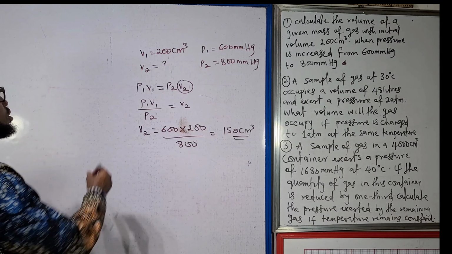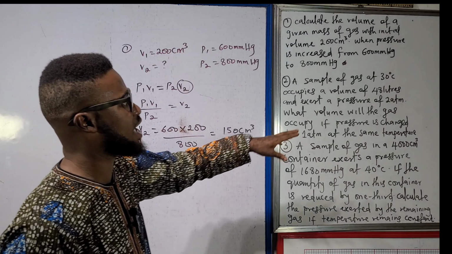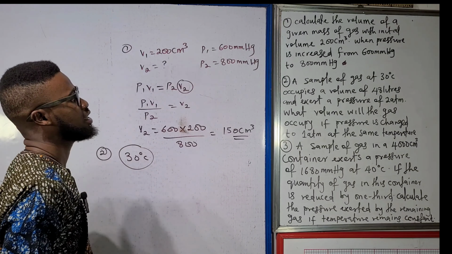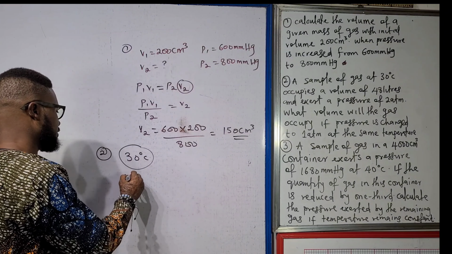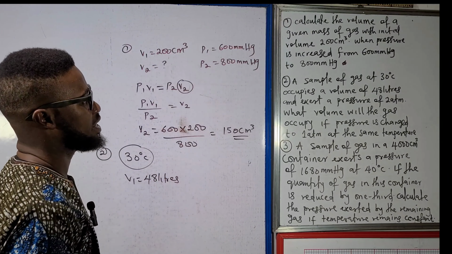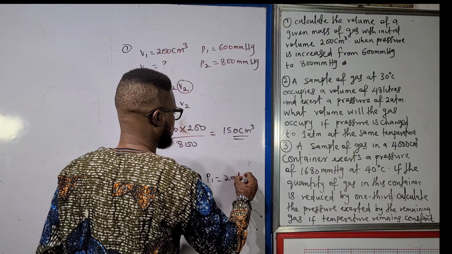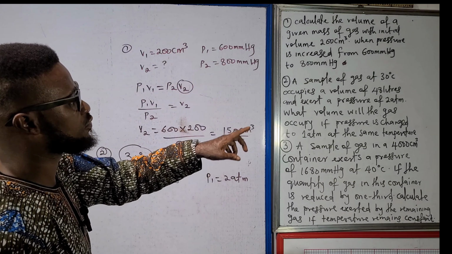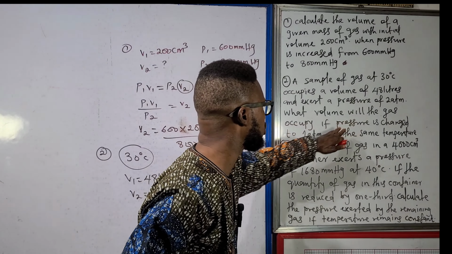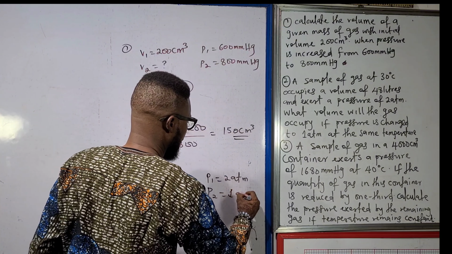That ends question 1. Okay, looking at question 2. A volume of gas at 30 degrees Celsius occupies a volume of 48 liters. V1 equals 48 liters, and it exerts a pressure of 2 atmosphere at that time. P1 equals 2 atmosphere pressure. What volume will the gas occupy? So I'm looking for V2 here. What volume will the gas occupy if pressure is changed to 1 atmosphere? P2 equals 1 atmosphere.